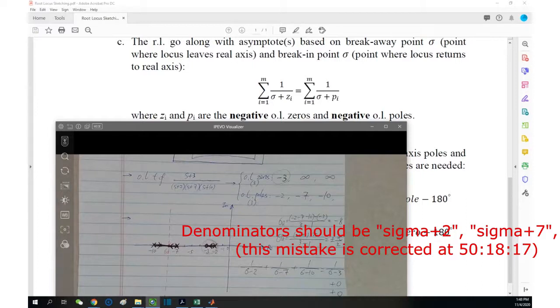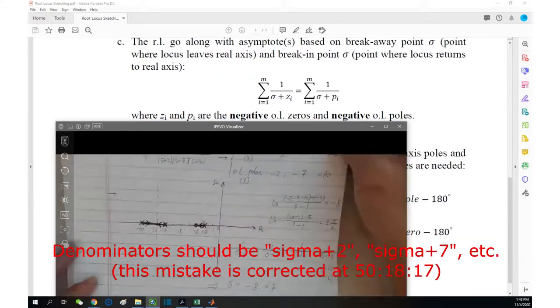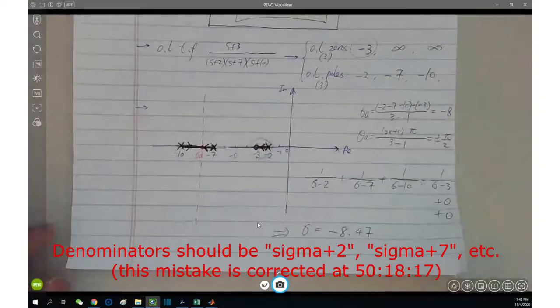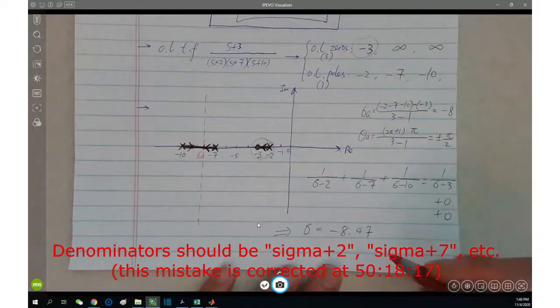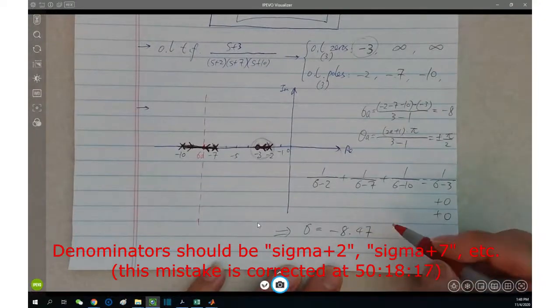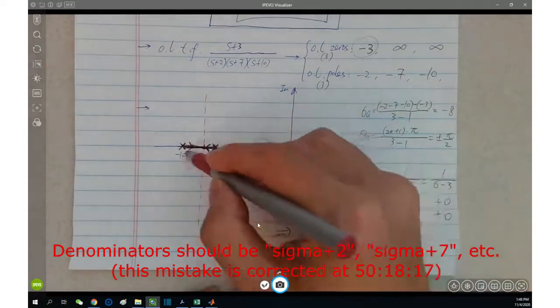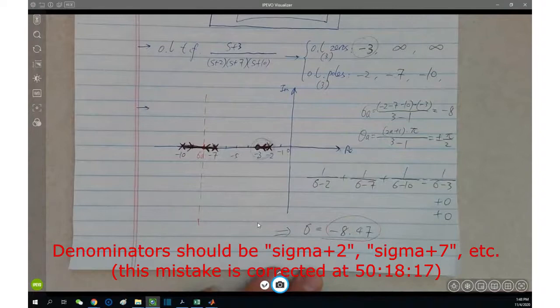Does it make sense? Because these two zeros represent 1 over what? Infinity, right? 1 over infinity. So from this equation, you're able to find sigma, which is equal to negative 8.47. As we had in the previous example, this number is right between these two poles. Perfect sense.